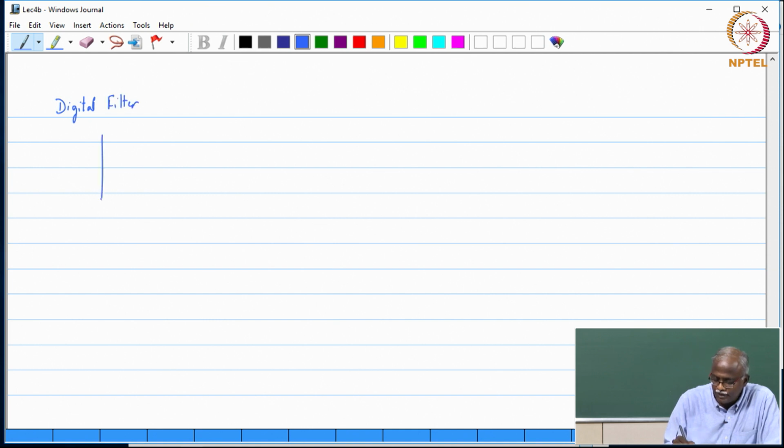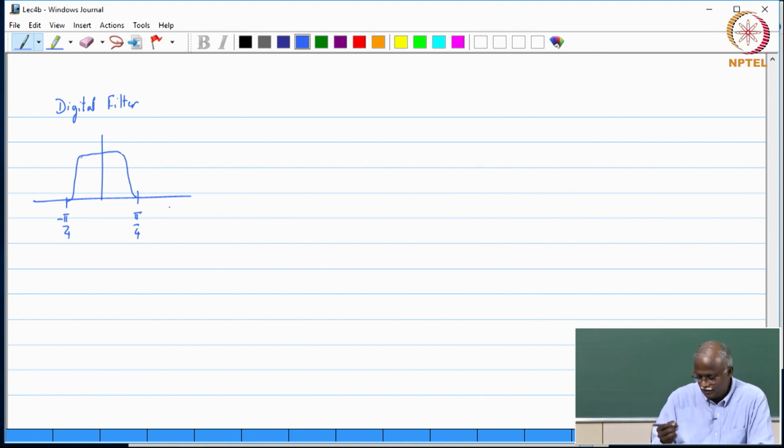Now, we said that we have a digital filter which has a certain response, and we can specify, and the cutoff happened to be pi by 4, minus pi by 4. Now, there are several methods, like the Parkes-McClellan method, which designs for us an equiripple optimal filter.